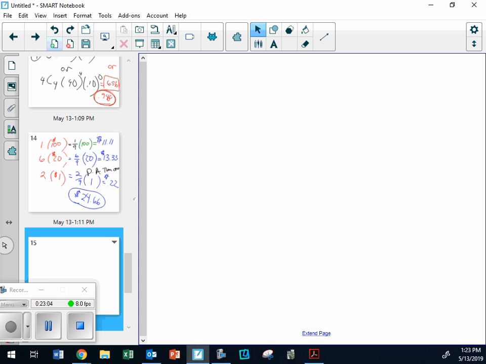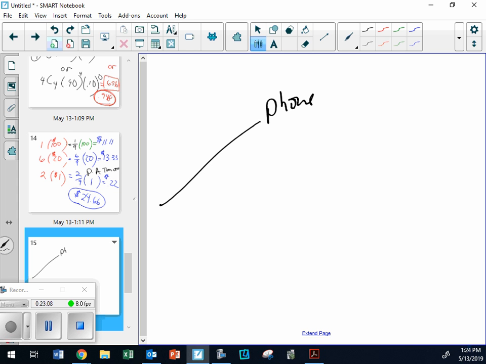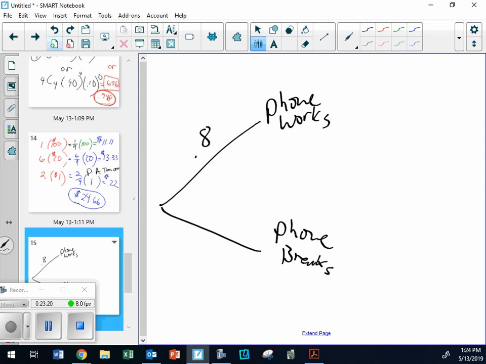You're going to buy the insurance, and either your phone is going to work, or it's going to break. Let's say there's an 80% chance your phone will just keep working, and there's a 20% chance your phone will break.